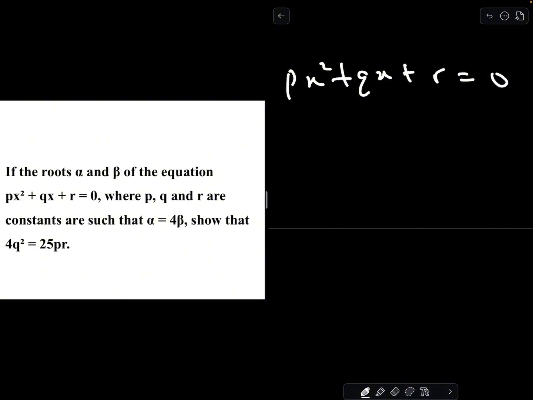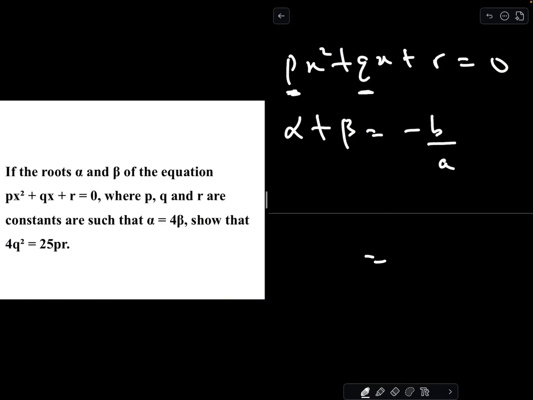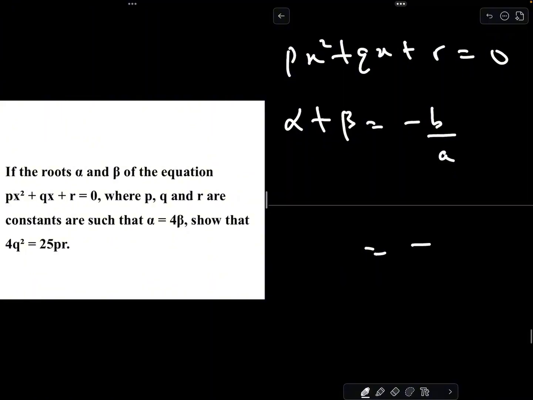If those roots are such that alpha is equal to 4 beta, show that 4q squared is equal to 25pr. First of all, the sum of the roots is alpha plus beta, and we know that alpha plus beta equals minus b over a. From this equation, a is p, b is q, and c is r. A is the coefficient of x squared, which is p, b is the coefficient of x, which is q, and c is a constant, which is r. So that means alpha plus beta is going to be minus q over p.